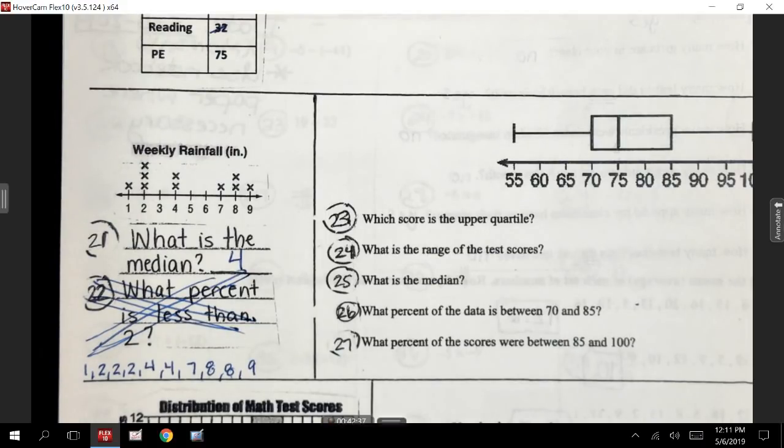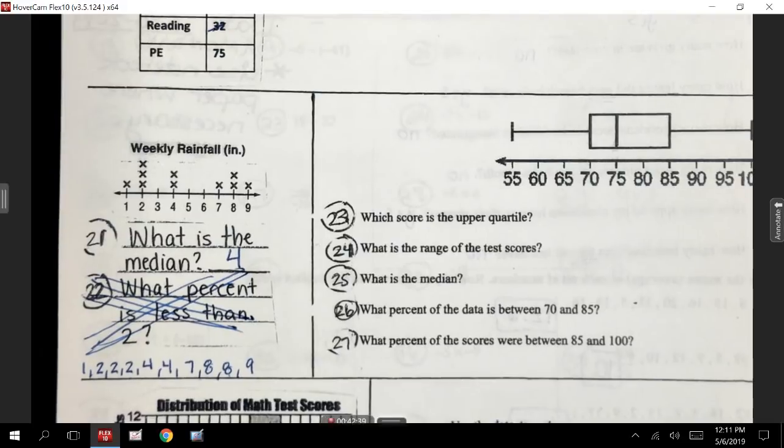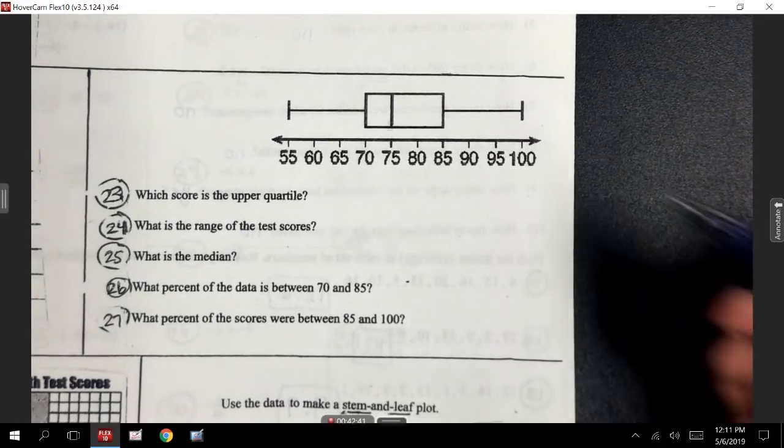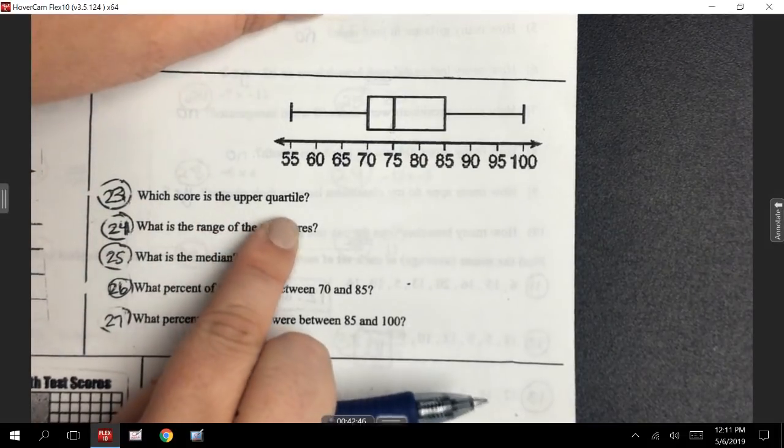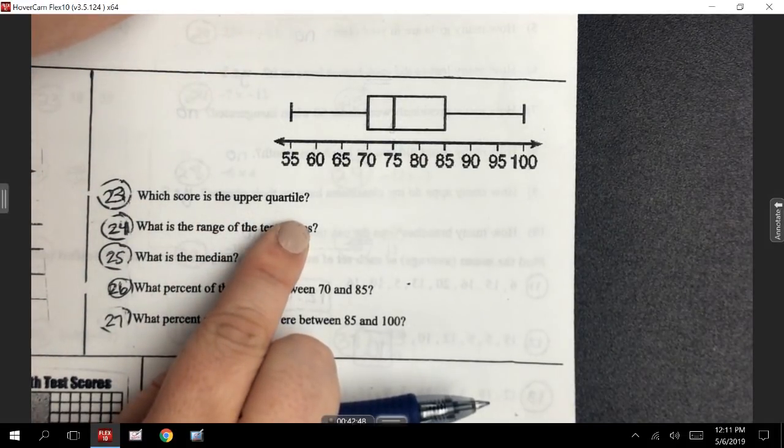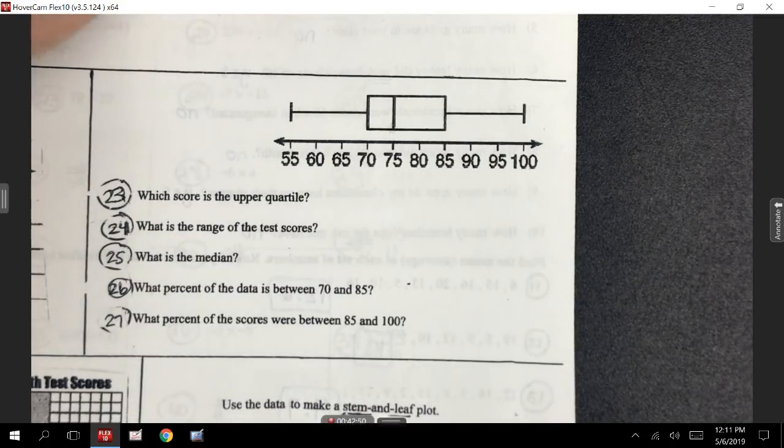Ignore number 22. All right, so let's look at number 23, because we do have a box and whisker plot here. And let's answer some questions about it. It says, what score is the upper quartile? So which line is that talking about? Is that talking about a whisker line or a box line? Kelsey?